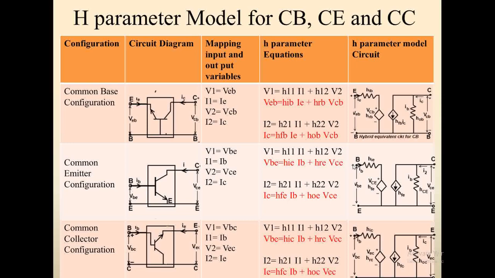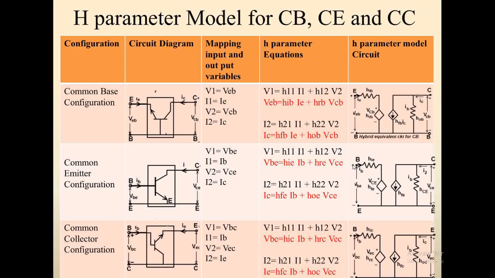Similarly, in the common emitter configuration, the emitter terminal is common for both the input side as well as the output side, and we are modeling the corresponding H parameter equations as VBE equals HIE IB plus HRE times VCE, IC equals HFE times IB plus HOE times VCE. The first equation is the Thevenin's model where HIE is followed by a dependent voltage source HRE VCE, and at the output circuit it is following a Norton's model where the dependent current source HFE IB is followed by the HOE.